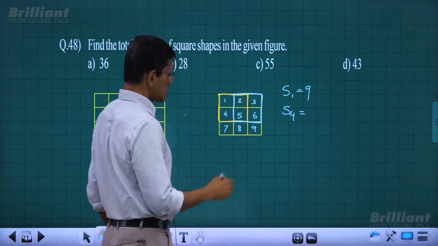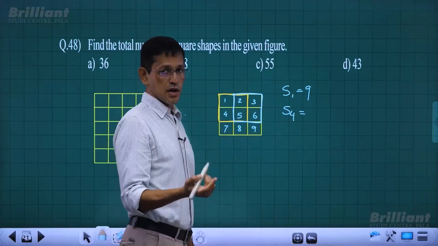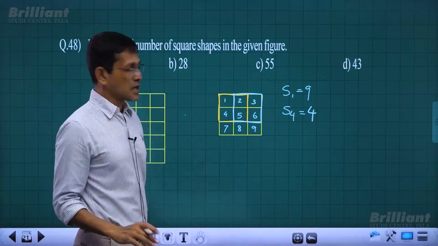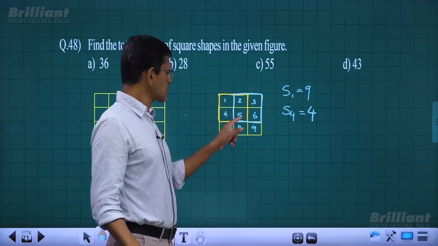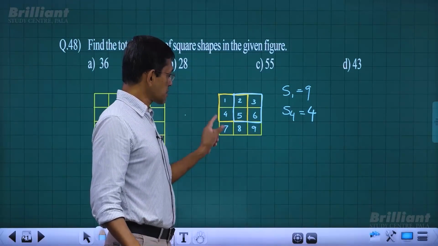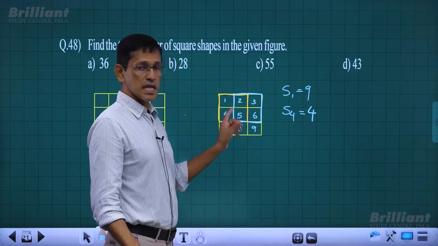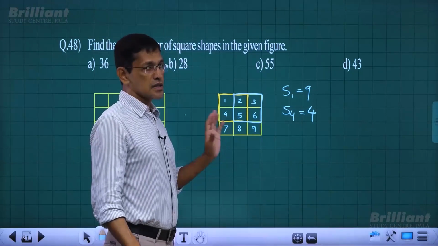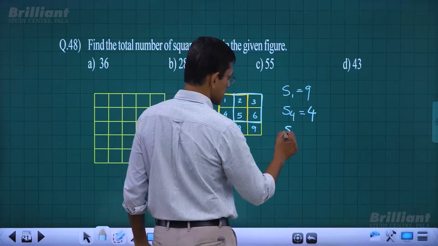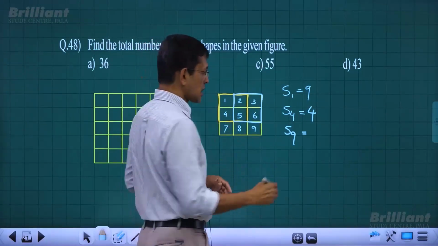4 pieces together. Then you have 4, 5, 7, 8. That's another square. Then 5, 6, 8, 9. That's another square. So how many squares do we have? 4 of them. Now if you take 5 pieces together, do we have a square? No. 6 pieces together, that's a rectangle, not a square. 7 pieces together, not a square. 8 pieces together, no. Next possibility is 9 pieces together, all the 9 pieces together. How many do we have? 1.